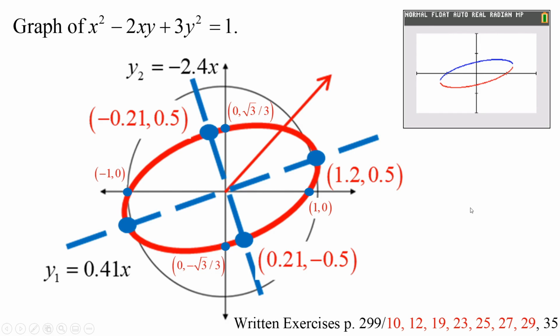So I would like you guys to do the written exercises on page 299. That's 10, 12, 19, 23, 25, 27, 29, and 35. And that's going to be mostly solving simple trigonometric equations, and make sure you know if your answers will be particular solutions or all solutions, and then finding the angle of inclination of a line. And who knows, maybe I'll throw a graph of one conic in there. I haven't decided yet. Let's find out.